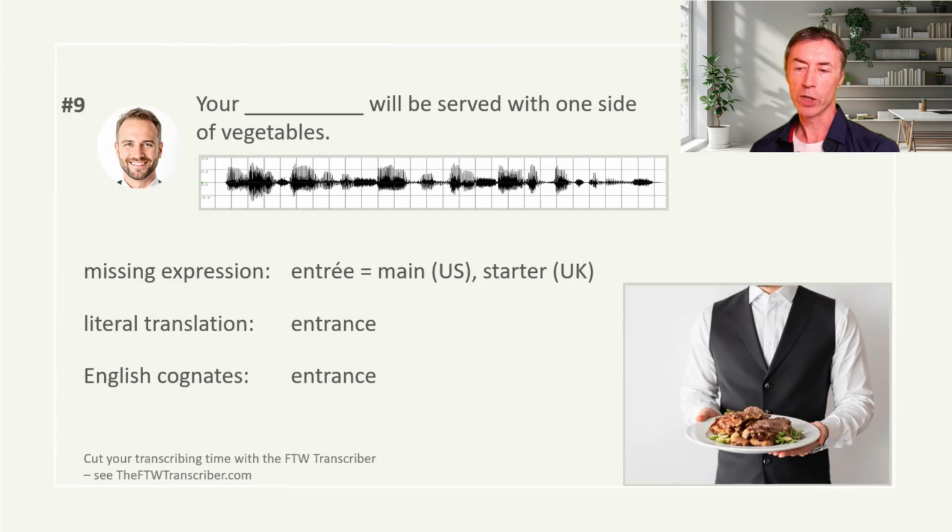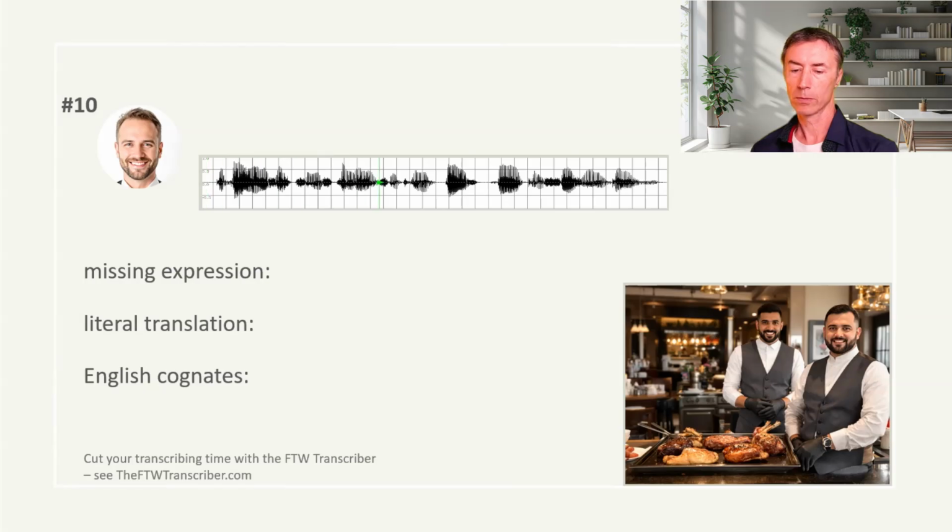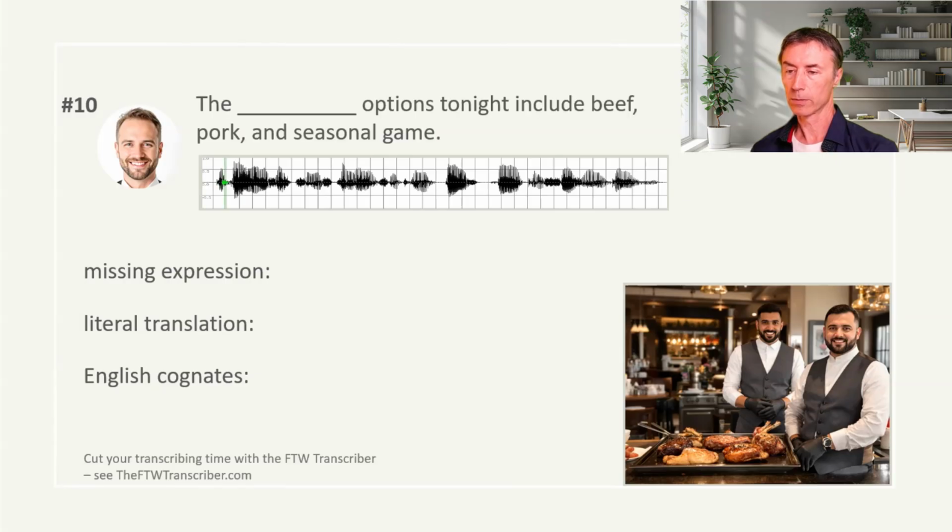Number 10, listen for the French word or expression in this sentence. The viand's options tonight include beef, pork, and seasonal game. And again with the words on the screen. The viand's options tonight include beef, pork, and seasonal game. So the missing expression is viands, meat dishes.